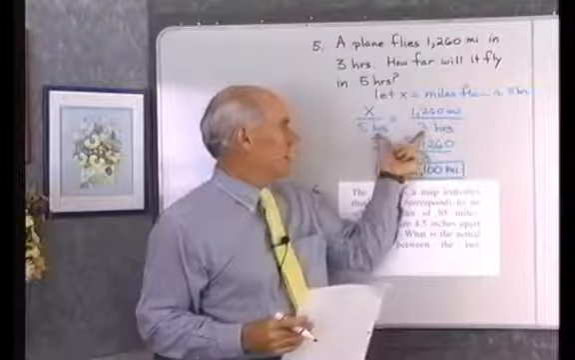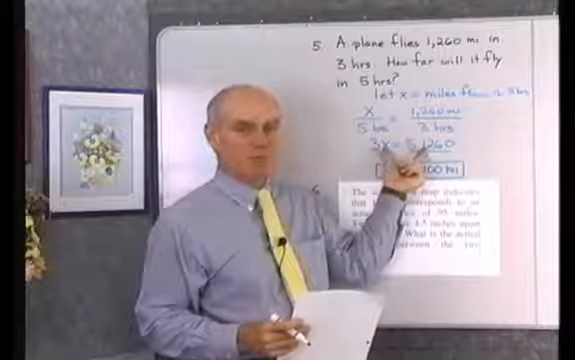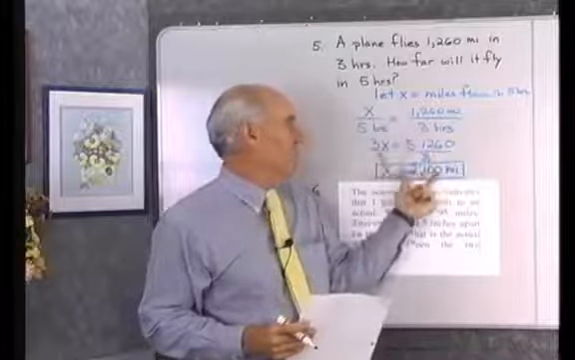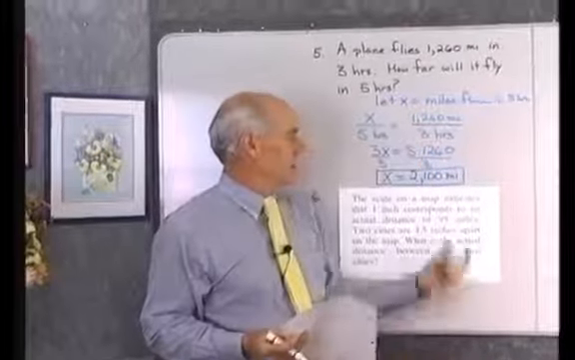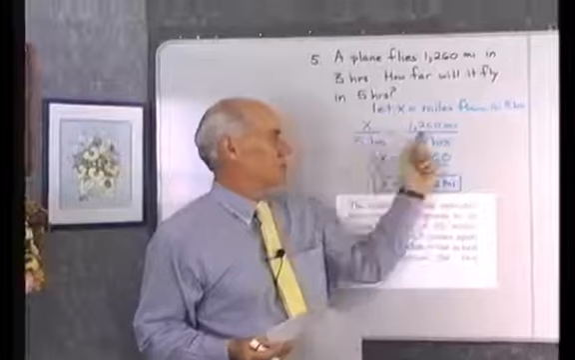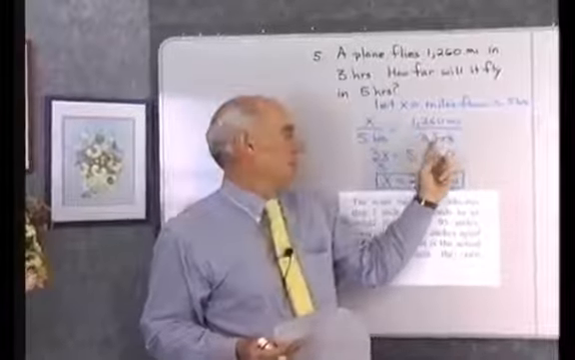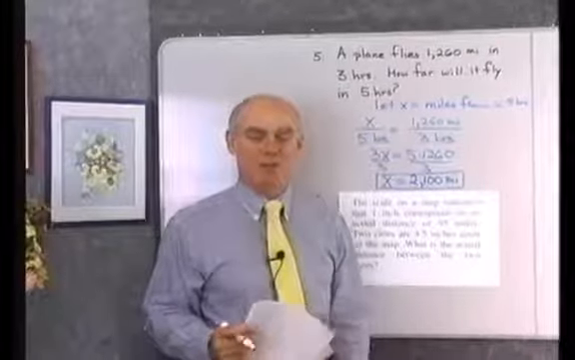So I set up the proportion this way. I use the means extremes property to get an equation. I solve that equation, and that will give me the result. Now, does that make sense? 2,100 miles in 5 hours if I fly 1,260 miles in 3 hours? Yeah, it seems to make a reasonable amount of sense.